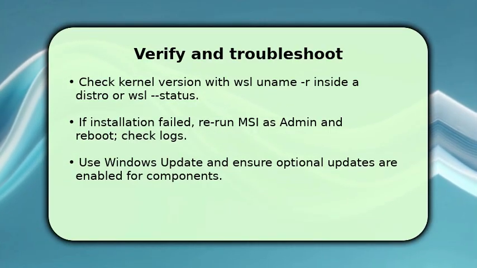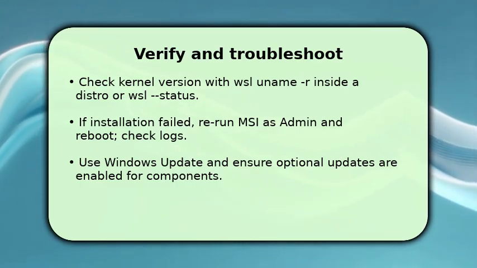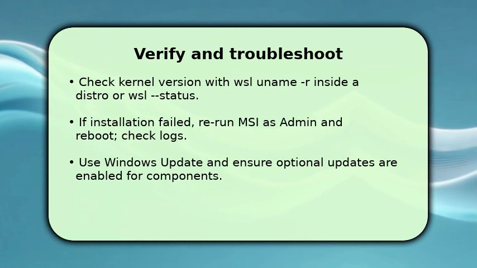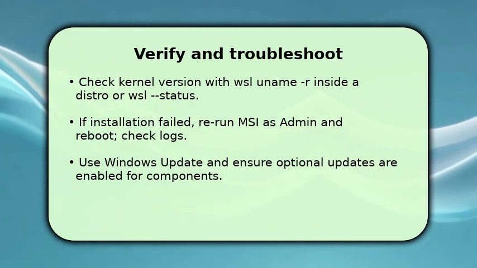If the kernel didn't update, rerun the MSI as administrator and reboot, because failed installs often need elevation or a restart to complete. Make sure Windows Update and optional component updates are not blocked. Sometimes pending Windows updates prevent kernel activation.